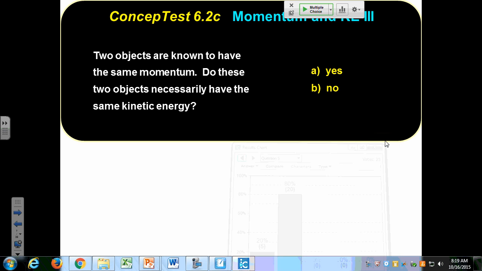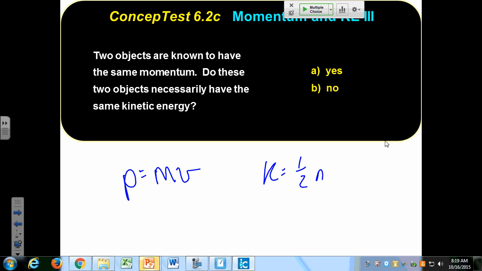D is right because p is equal to mv, and kinetic energy is 1/2 mv squared. So they can have different masses and velocities, but still have the same momentum. For example, I could have 2 times 4, or I could have 4 times 2 for the momentum, but these would give very different kinetic energies. The one with the higher speed would have more kinetic energy.